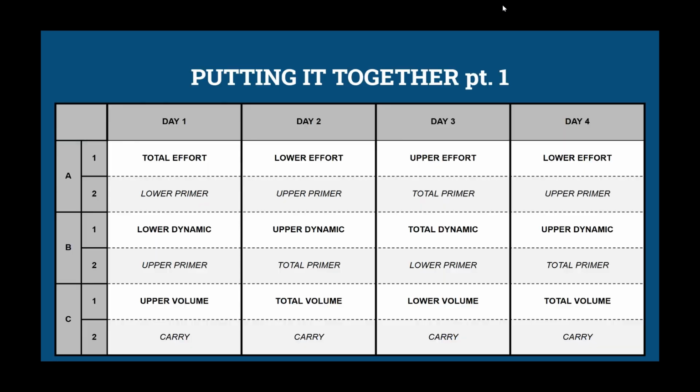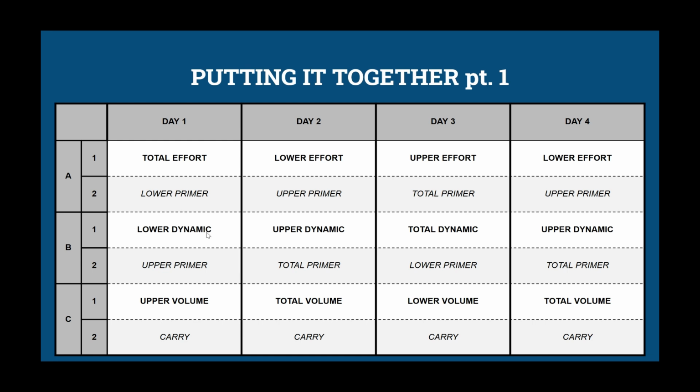All right, so putting it all together. Now, I'm going to use my cursor here. So my cursor's over here right now. Let's follow the cursor. So if we look at this, our tiered movements are bolded with our accessory superset italicized. So if we look at day 1 with our A block here, our first exercise is going to be a total body effort-based movement. All right, this can be something like a deadlift. We are going to pair that with a lower body primer because our next block is going to be a lower body dynamic exercise.